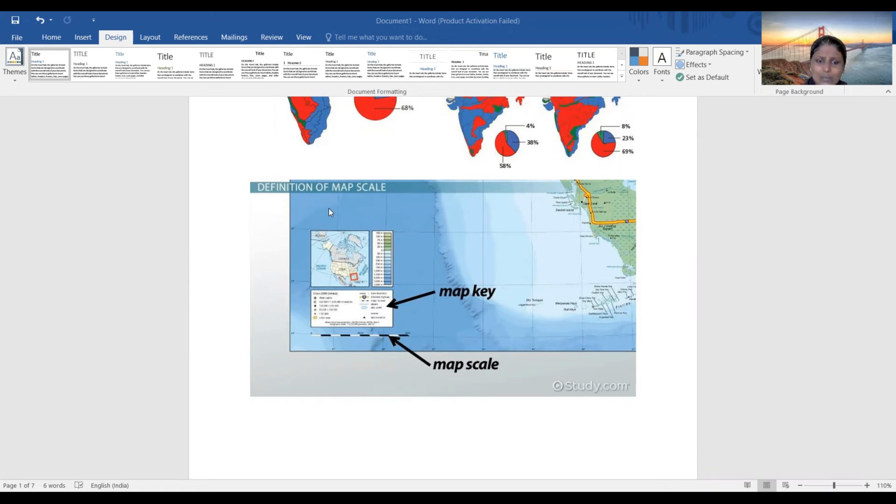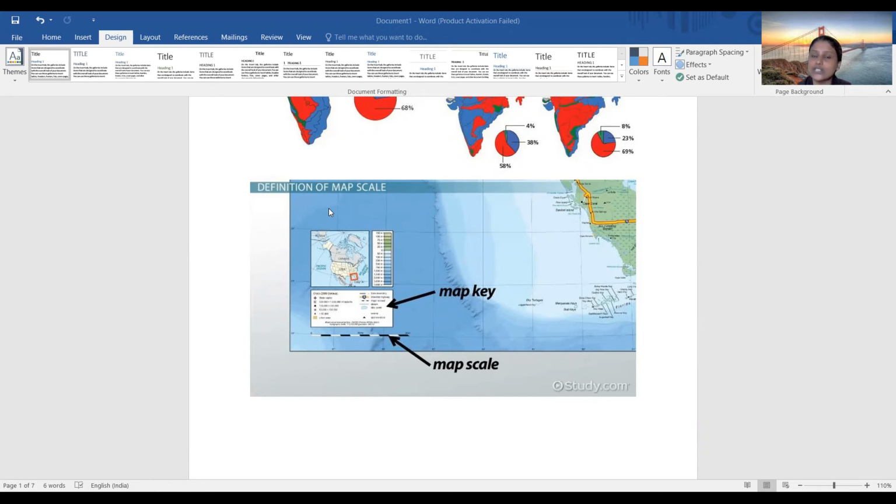Next, we are going to talk about map scale. What do you mean by map scale? And why has it been used? Children, listen to me. To know the distance between one place and another place, you will mostly be using maps, Google Maps.